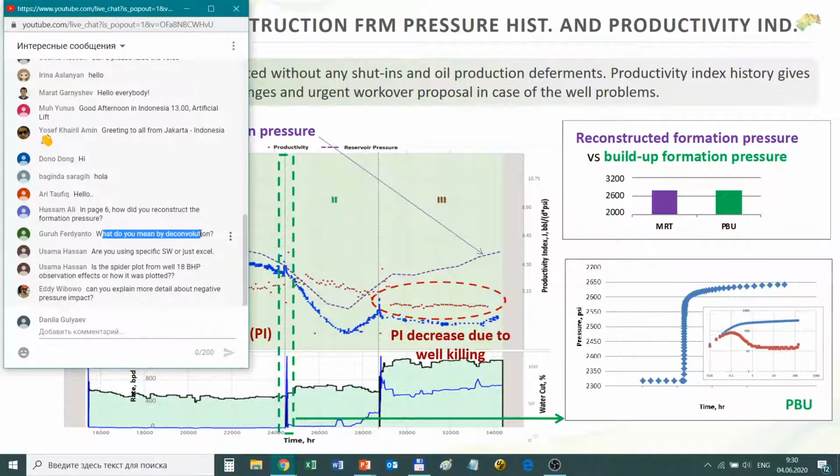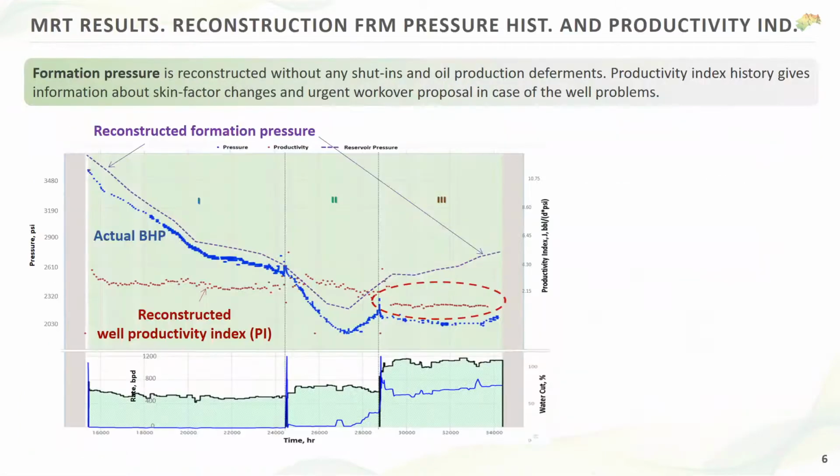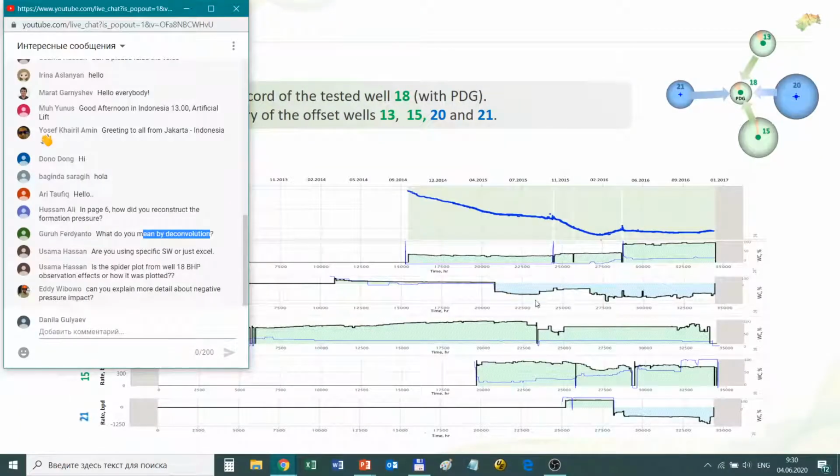What do you mean by deconvolution? Deconvolution is a mathematical procedure of analyzing the rate changes and bottom hole pressure changes, and we are mathematically changing the pressure transient responses to be able to match the actual bottom hole pressure with the reconstructed bottom hole pressure.